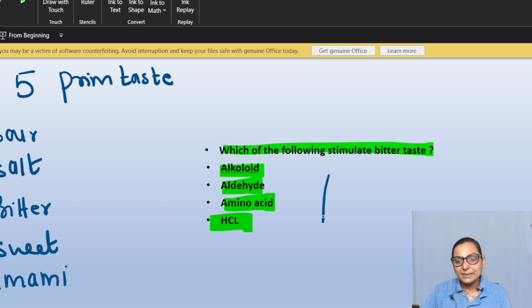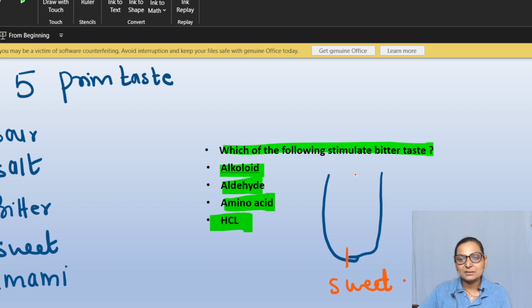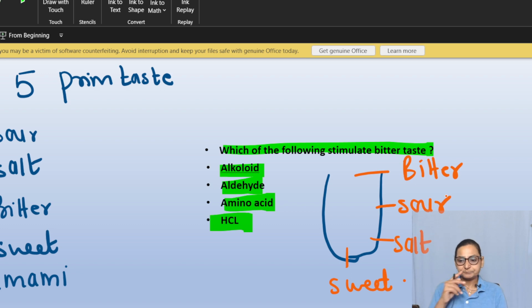Second important thing, initially there was a taste map being given. According to the taste map, the tip of the tongue had sweet taste, the back of the tongue is for bitter, anteriorly you have salt, and posteriorly you have sour. This concept has now been modified, saying that although there is a taste map for the tongue, every part of the tongue can be stimulated by each and every taste. This is something very important.